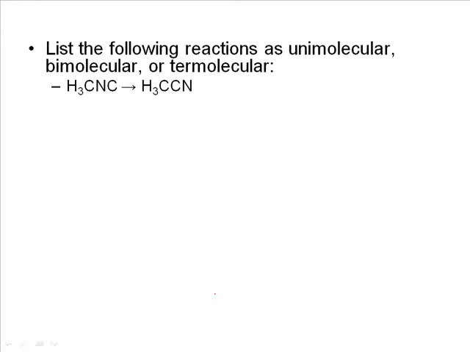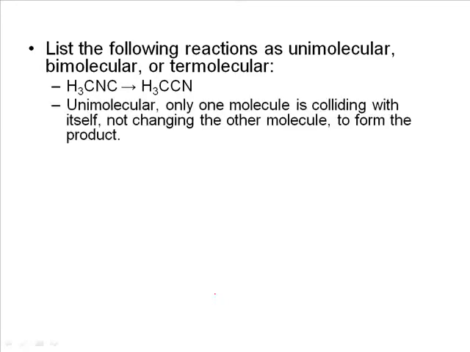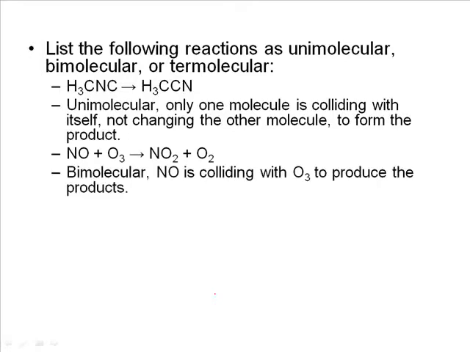So if we look at this reaction here, we've got H3CNC becoming H3CCN. That would be a unimolecular reaction simply because one molecule is colliding with itself. No other molecules are changing, and then you get your product. In this case, notice that we've got two things that would be changing. You've got the NO changing, and you've got the O3 changing. That would be a bimolecular process, where the NO is colliding with the O3 to produce the products.